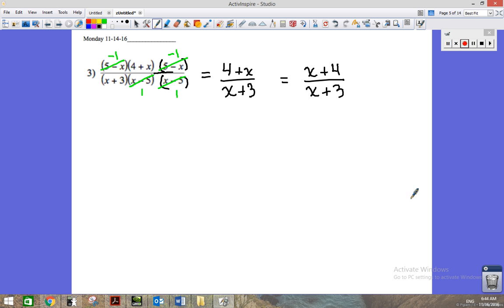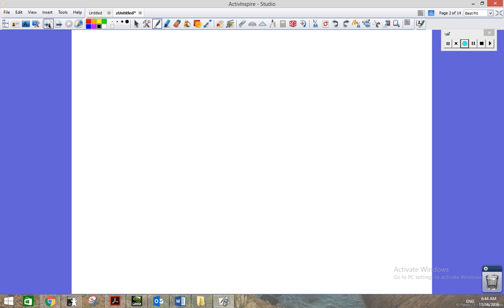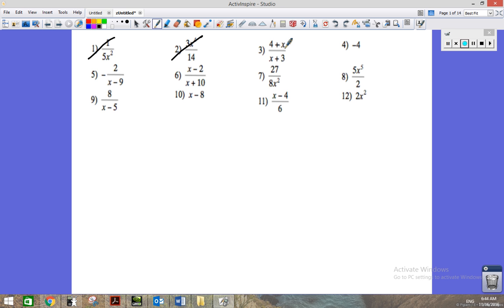Addition is commutative. The order that you add things together doesn't matter. So 4 plus x is the same thing as x plus 4. So let's go and check our number 3 and see if our answer key agrees with us. 4 plus x over x plus 3. They didn't change that order, but that's fine.